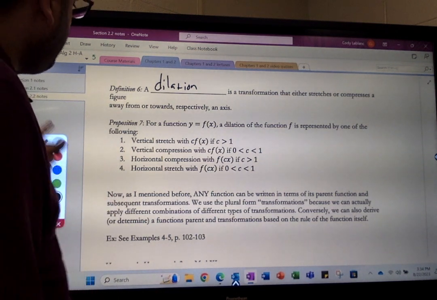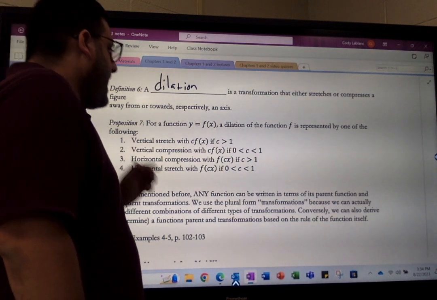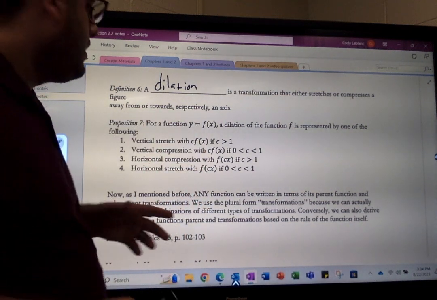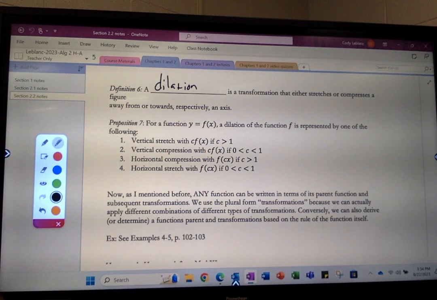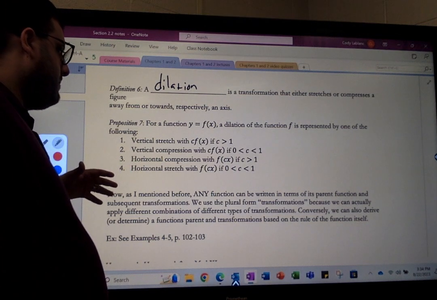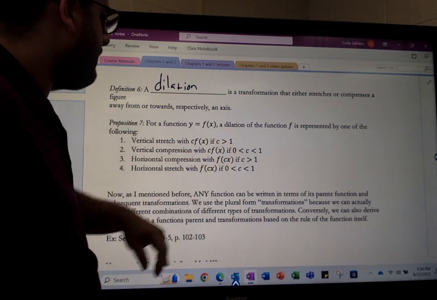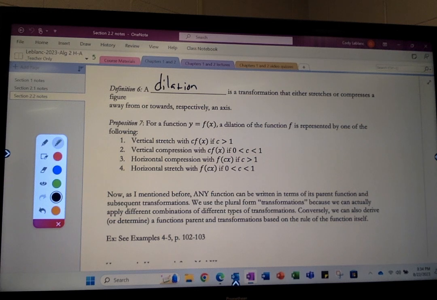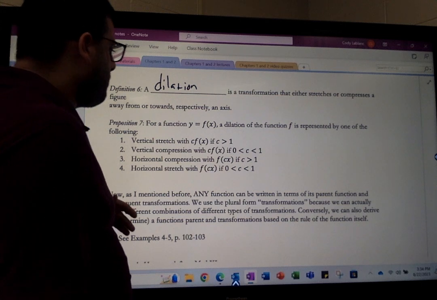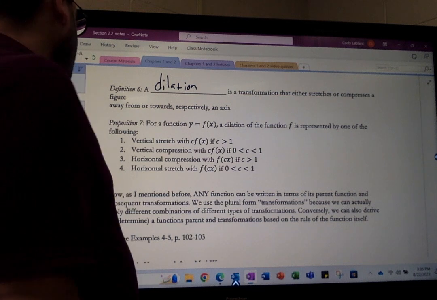So again, just like shifts, vertical and horizontal dilations affect the x and the y values in their own way. Vertical stretch is applied to just the y values. The y values are being stretched or the y values are being compressed. For the x values, you get a horizontal compression if you're multiplying all your x values by that variable c, okay? And same thing for horizontal stretches. Horizontal stretch takes place when your c is between 0 and 1, okay?